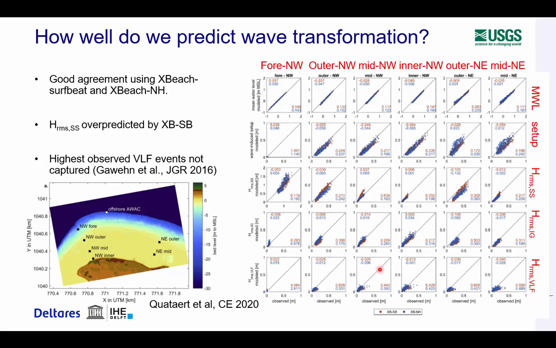And we see that for the surf beat model in red and for the non-hydrostatic model in blue, we do a fairly good job of predicting the wave heights and the water levels and the setup. We see that the sea swell wave height is over-predicted a bit by the surf beat model, and we also see that we're under-predicting the very low frequency components. But all in all, we can do a fairly good job of predicting this wave transformation.